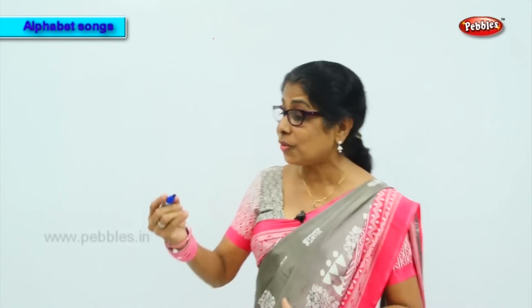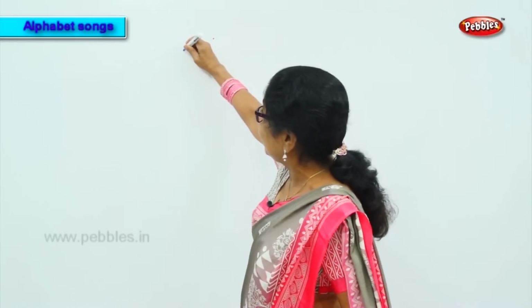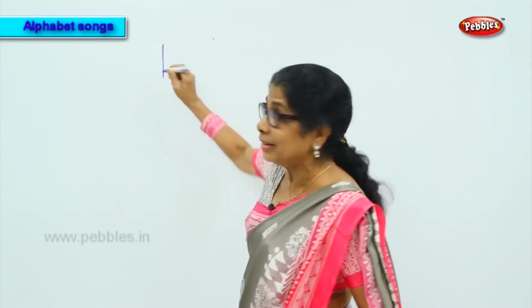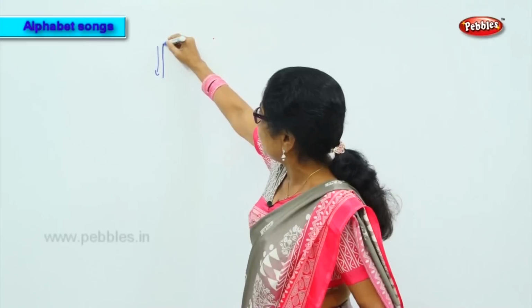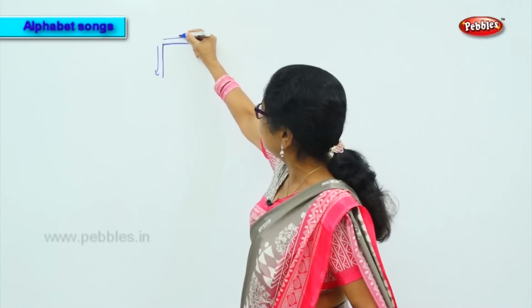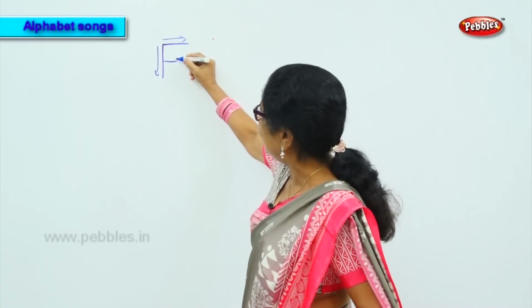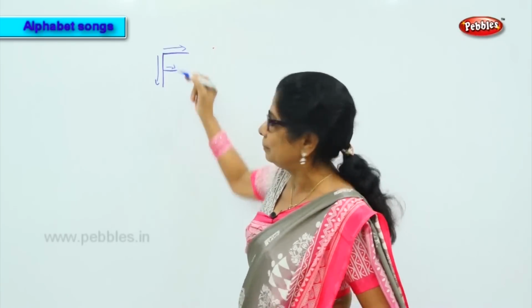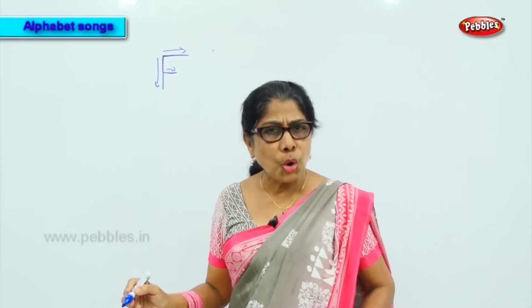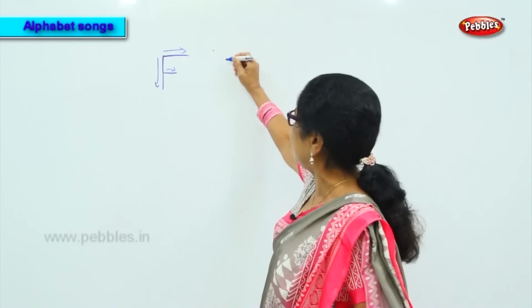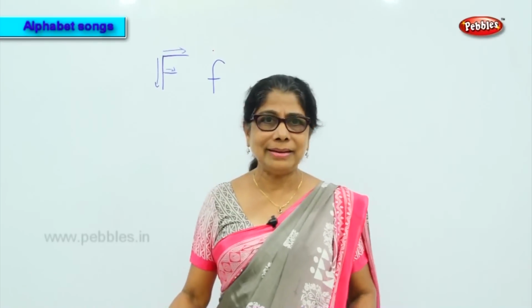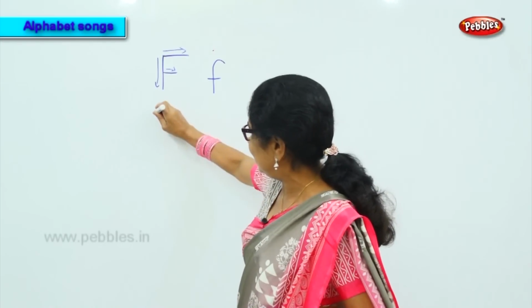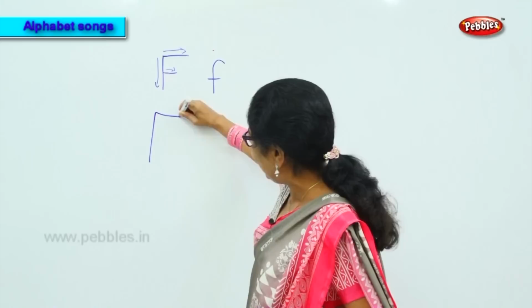Like the walking stick. What is that? F. That's right. F. Straight line from top to bottom. Side line. Another tiny line. And the small letter looks like a walking stick. Correct. Letter F. This is letter F.